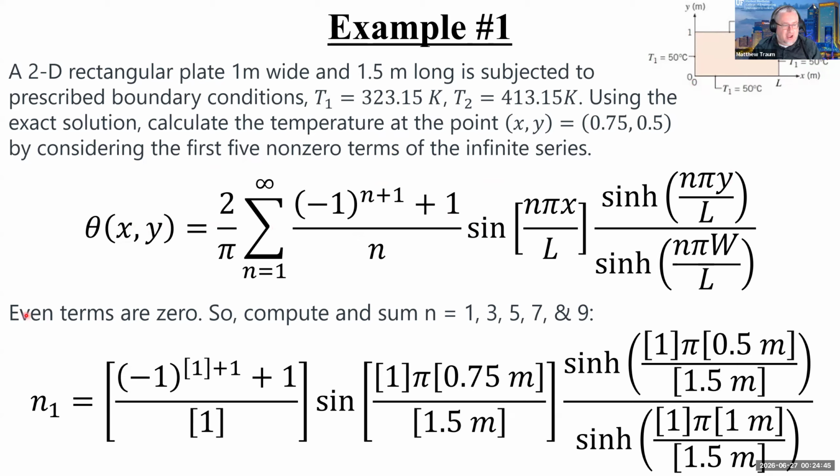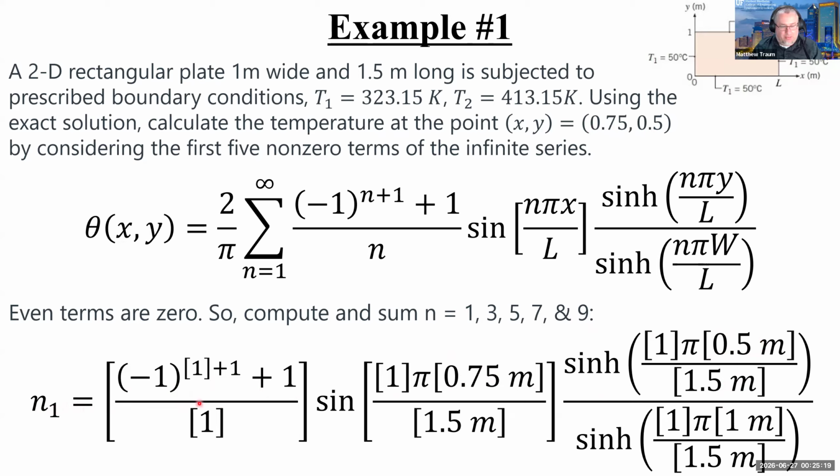There it is. I know that the even terms are 0, as I talked about before. So the first 5 non-zero terms are 1, 3, 5, 7, and 9. And so all I have to do is write this out for each one of those n values because I know x and I know y. There's y, and there's x for my particular spot that I'm interested in, 0.75 and 0.5. And so I just need to solve 5 of these, right?